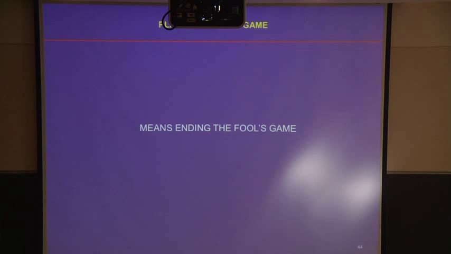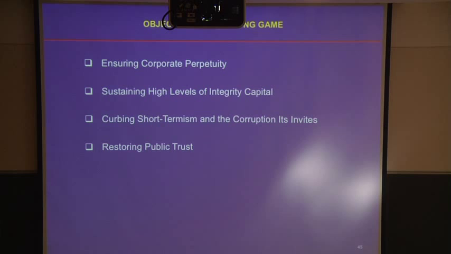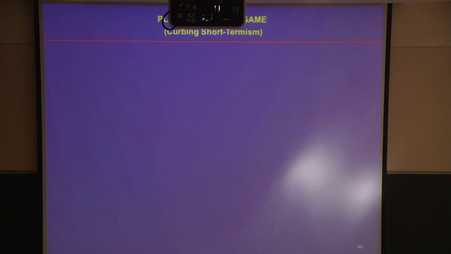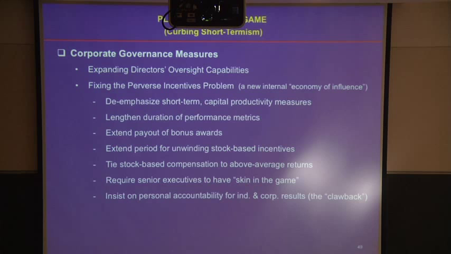And the objectives of this long game are basically sustaining high levels of integrity, curbing the short-termism, restoring the public trust, all these things which are part of the definitions. And what are the essential policies and practices? It depends how you frame them, and I'm not going to go through that right now. But basically, the corporate governance measures relate to technical things, expanding directors' oversight capabilities. I write about that. And then fixing the perverse incentives.